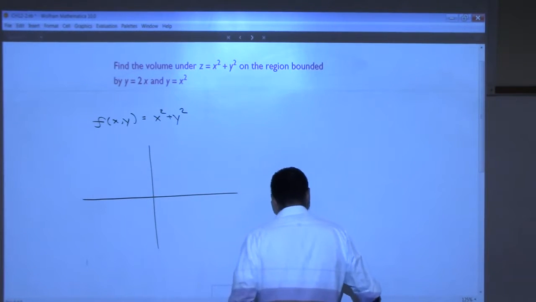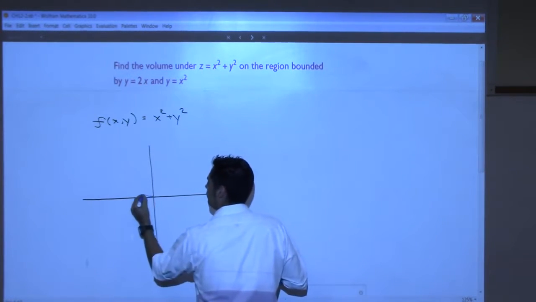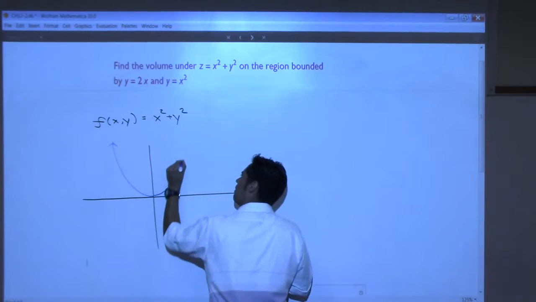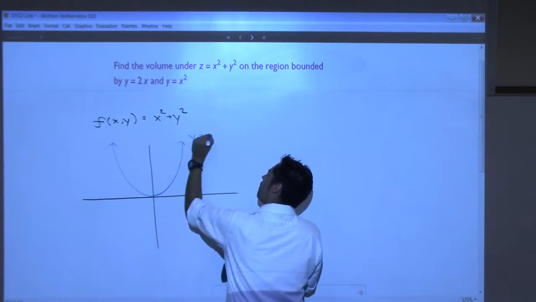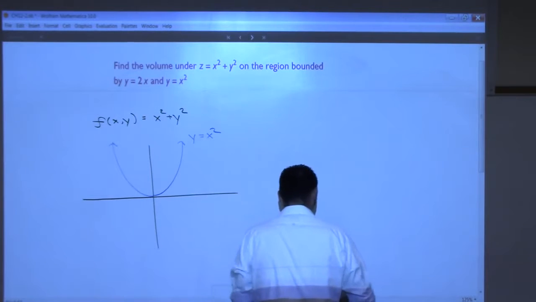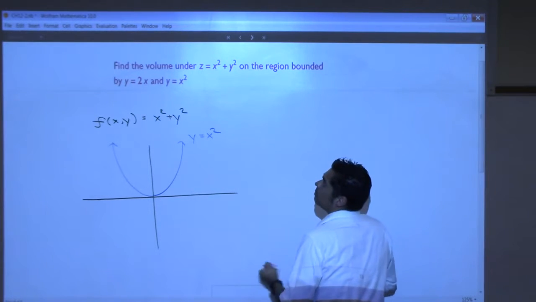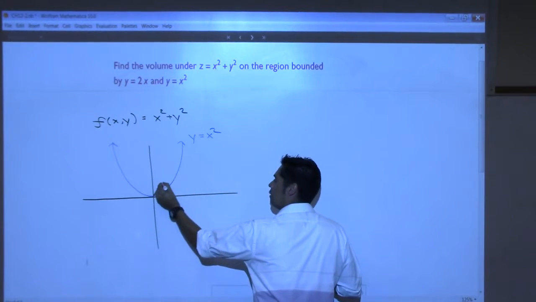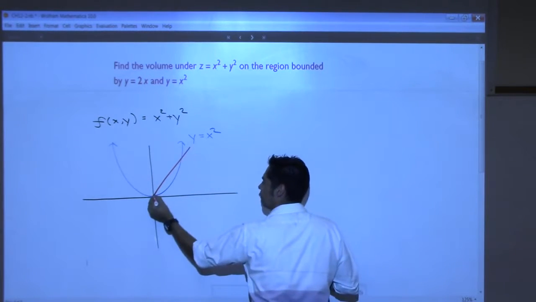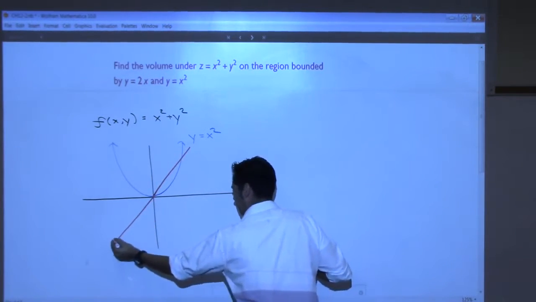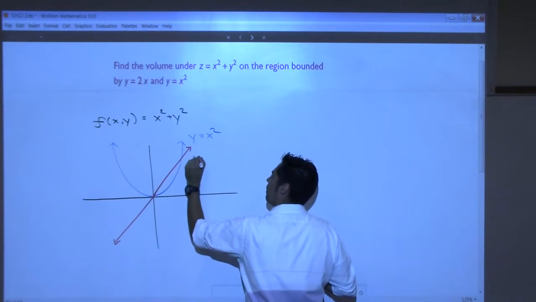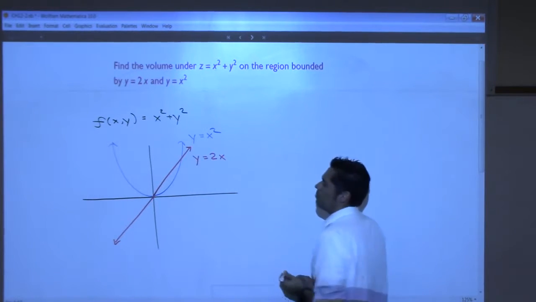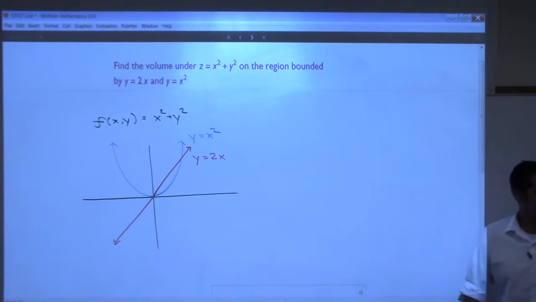So x squared, that's familiar. 2x, it's a linear function. Something like that. We all see the region?